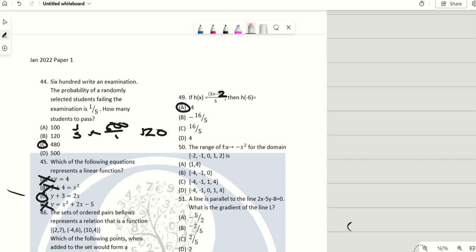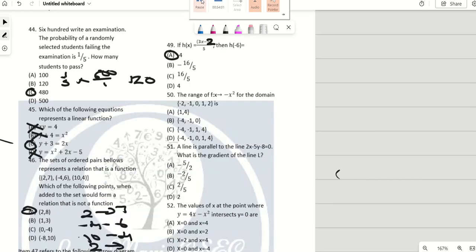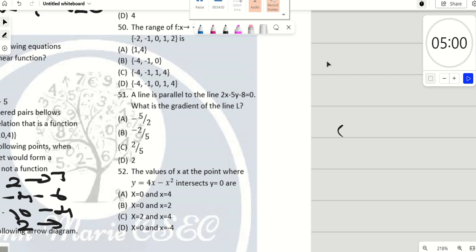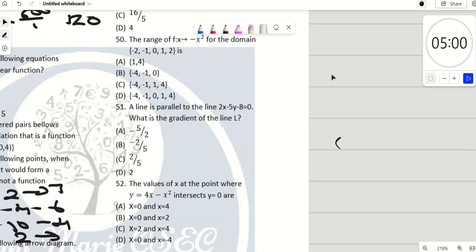Let's look at this one, number 50. Right, for number 50, the answer is B. Reason being, if we were to square, right, because it's minus x squared, if we were to square a negative number, we will get a positive number. If we were to square a positive number, we also get a positive number. But we have to have a minus sign in front of it because it's a minus by a positive. So that is how we got all signs to be -4, -1, and 0.